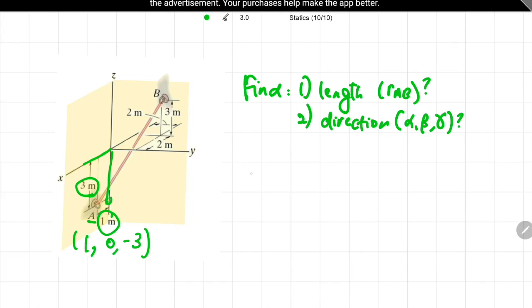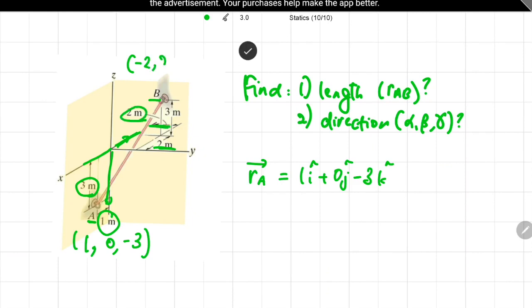So if we rewrite this in Cartesian vector format, we can write the position of point A, RA, to be 1I plus 0J minus 3K. Okay, accordingly, you can also find the coordinate of point B. Along the X direction, the distance is 2. Tapi notice the direction is toward the negative side of X. So it will be negative 2. And then along the Y direction, it will be positive 2. And along the Z direction, it will be positive 3. So the coordinate of point B will be negative 2, 2, and 3.